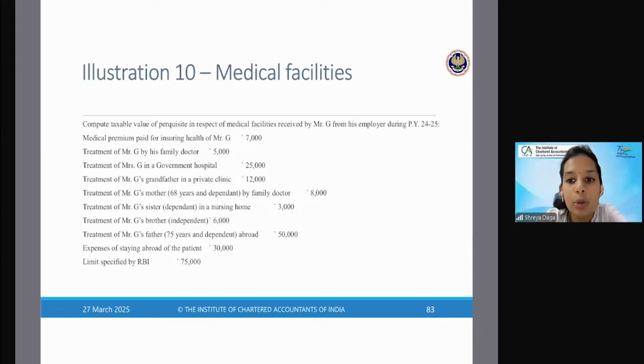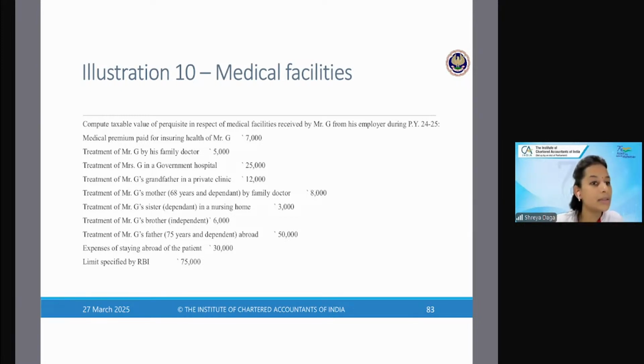Mr. G gets the following from his employer. Medical premium paid for ensuring health of Mr. G. Mr. G is the employee, and the premium is paid by the employer directly, not a case of reimbursement, and he is paying directly for the employee. Is that okay? Is that okay that he is paying directly for the employee?